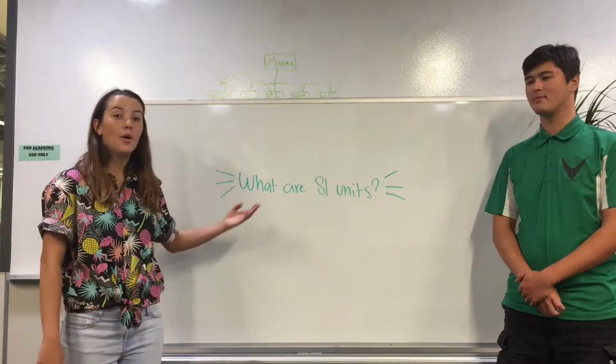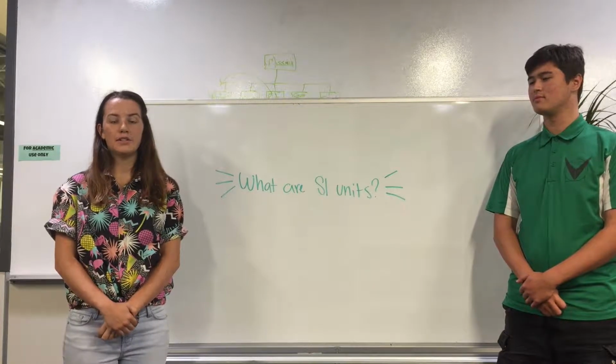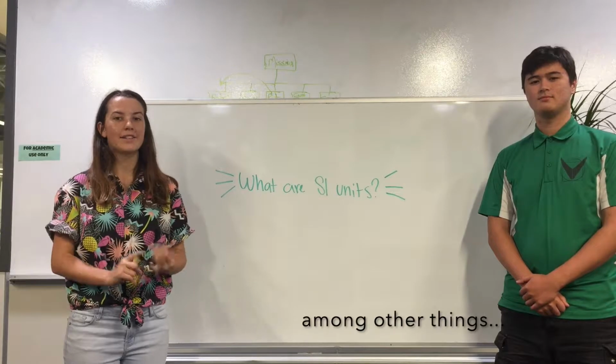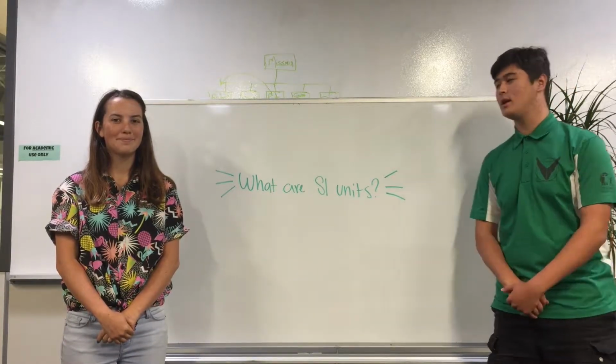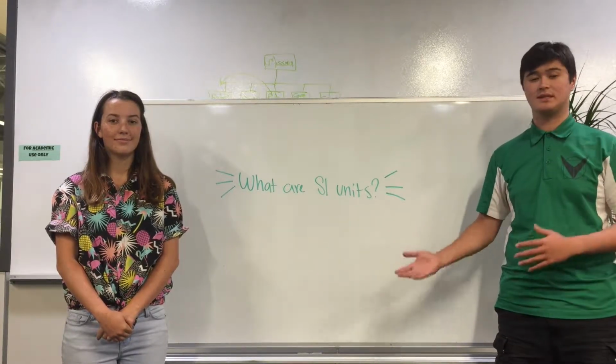You might be wondering, what are SI units? SI units are the universal system of measurement used within the scientific community. They measure time, distance, mass, and velocity. Now you may be wondering, why are SI units important? Well, SI units are a universal way to communicate measurements in areas such as business and sciences.